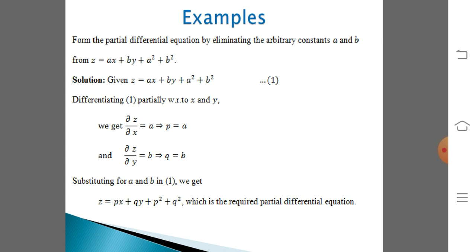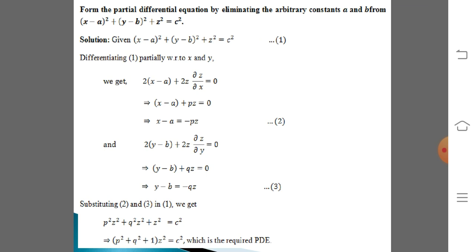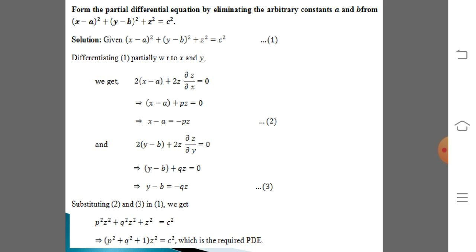Why is it called the partial differential equation? Because this equation contains p and q. P is nothing but dou z by dou x and q equal to dou z by dou y. So that's why this is clearly a partial differential equation and it has no constant in it. So this is the way of formulating PDE by eliminating the arbitrary constants. Let us take up another example.